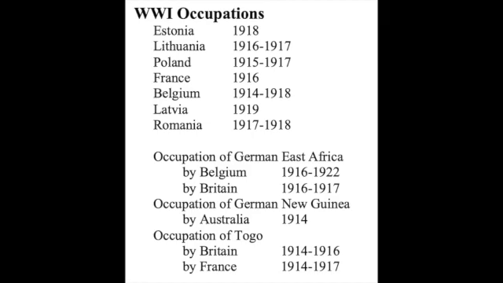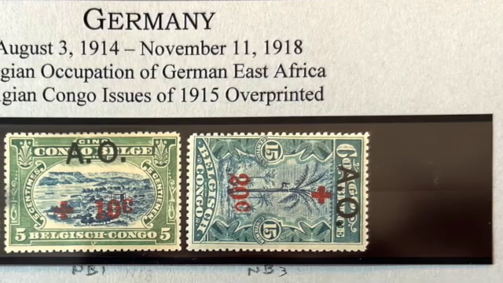This chart also shows a few places where German territory was occupied. These examples come from captured German territories.